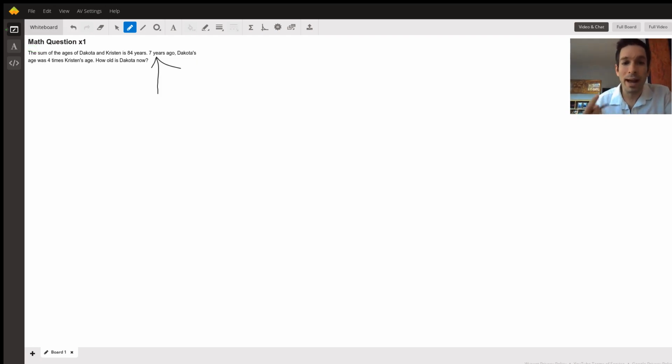So what we're actually going to do is write these equations from 7 years ago. So what we're going to have here is two equations. And if you have the number of equations equal to the number of unknowns, then you can solve it. So if you have two equations, you need two unknowns. But if you had two equations and three unknowns, that's not enough equations. The number of equations must equal the number of unknowns.